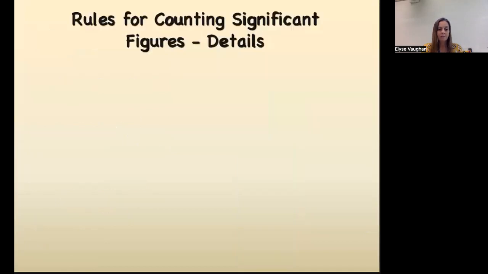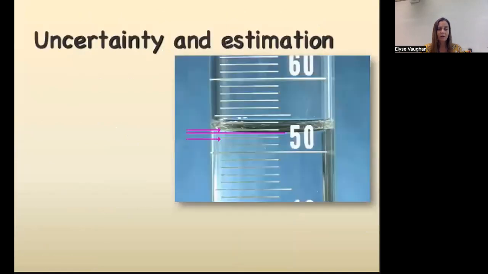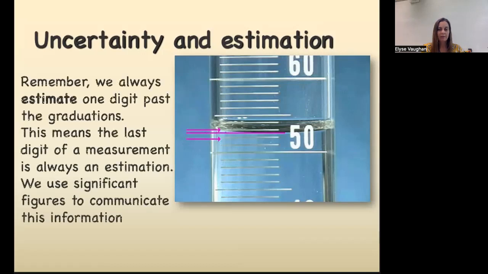So when we measure something on, say, a graduated cylinder, this graduated cylinder is marked in ones. And so we want to communicate to our audience that it was marked in ones. We're estimating the 10th place. So we would estimate this at, let's say, 53.8 milliliters. So we're always going to estimate that one place past the graduation.